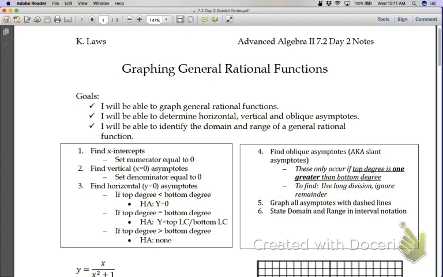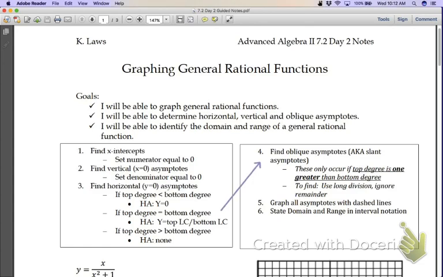Then for the horizontal asymptote, you really want to see one of three things. Either the top degree is less than the bottom, then it's automatically a horizontal asymptote at y equals 0. If the top degree and the bottom degree are the same, then it becomes like what you did yesterday, where you put the lead coefficient of the top divided by the lead coefficient of the bottom. If the top degree is greater than the bottom degree, then there is no horizontal asymptote. That's where you will go to step 4.